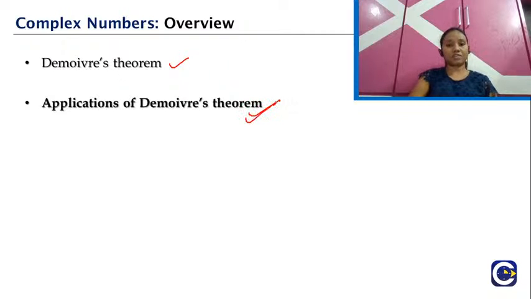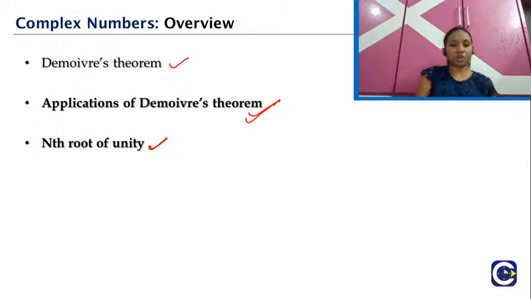So our session will start with the applications of De Moivre's theorem. As I mentioned, we'll be covering the cube root of unity, and after that we are going to look into the nth root of unity. Once we have a quick and detailed view of the cube root of unity, it's easy for us to understand nth root of unity.